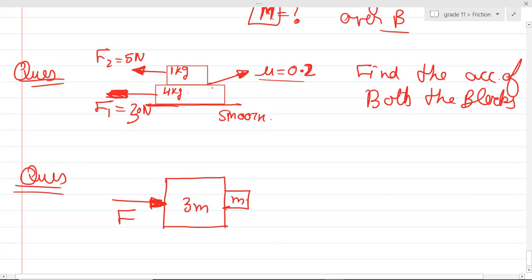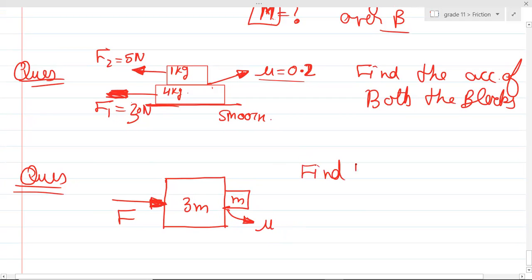So the question is, in the situation shown in the figure, a block of mass small m is supported on the front surface of a bigger block of mass 3m. Okay, it is supported, it is not fixed. Now the coefficient of friction between small m and 3m is mu.